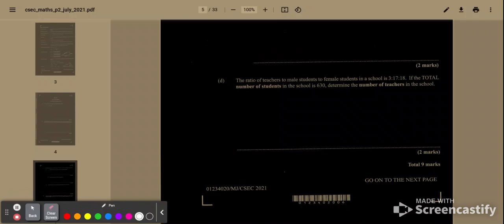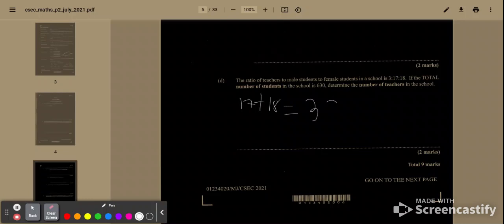So to do this, we need to add the 17 and the 18 together, right? To find the total amount of parts it makes up for the students, because male students make up 17 in the ratio, right? And female students make up 18. So to find the total parts for the students, we need to add the 17 to the 18, right? Which would give us 35.